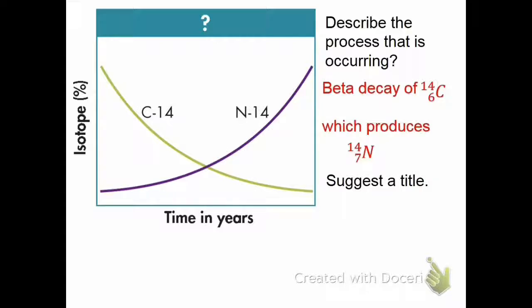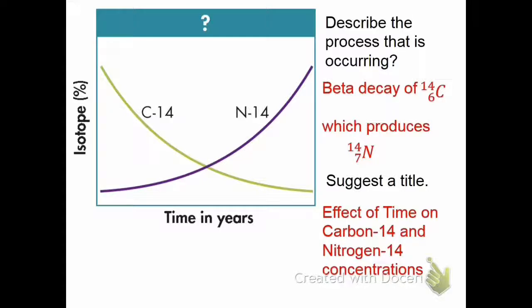And here we have a graph that shows that as carbon goes through beta decay, nitrogen starts to appear. So we might title this graph The Effects of Time on Carbon-14 and Nitrogen-14 Concentrations.